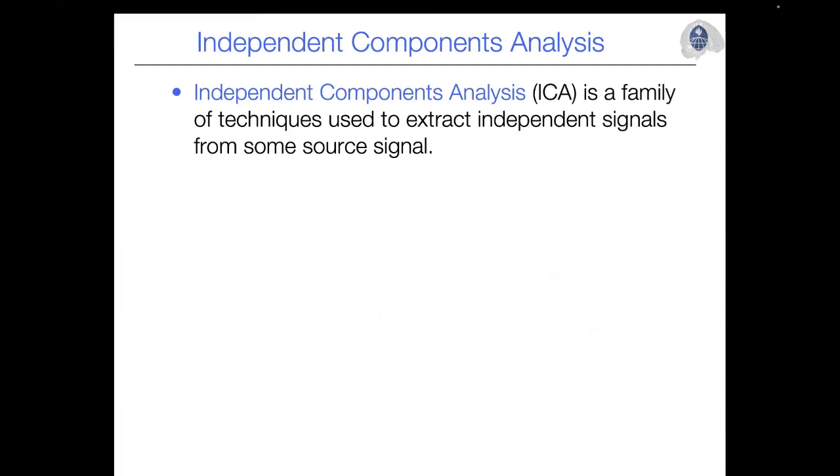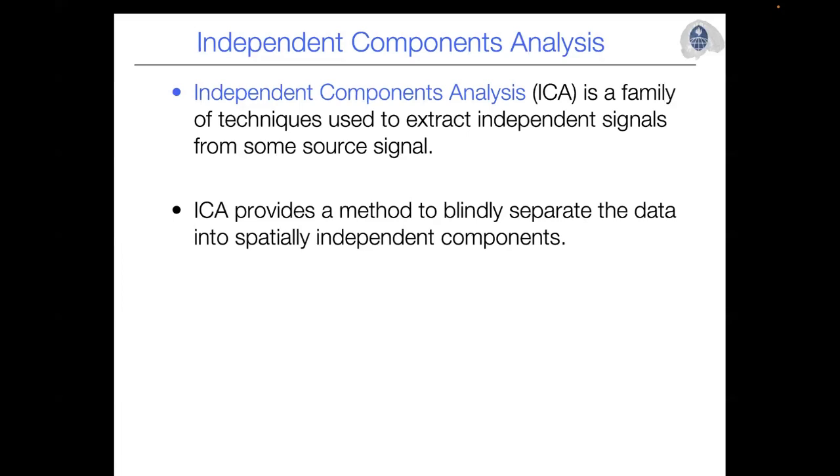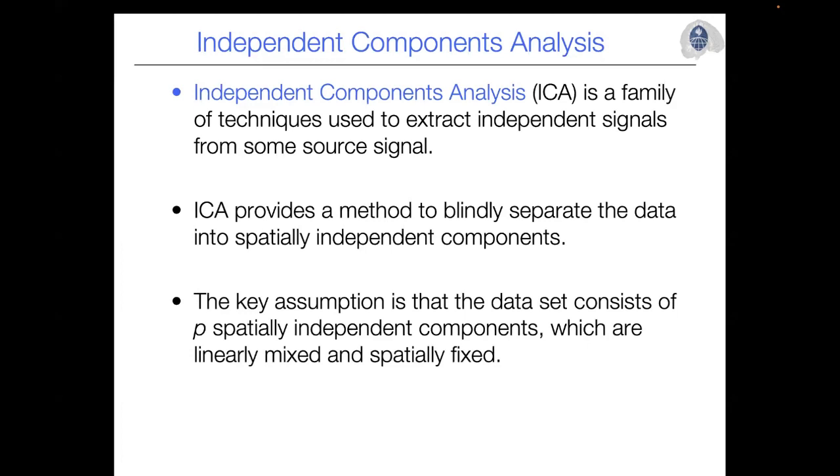I think the most common, though, has been using decomposition methods. There are a lot of different ones; the one that's most familiar to statisticians at least is to perform principal components analysis. But independent components analysis is a cousin, I guess, a family of techniques used to extract independent signal from the same source signal. And so ICA allows us to blindly separate the data into spatially independent components. The key assumption here is that the data set consists of p spatially independent components that are linearly mixed and spatially fixed.